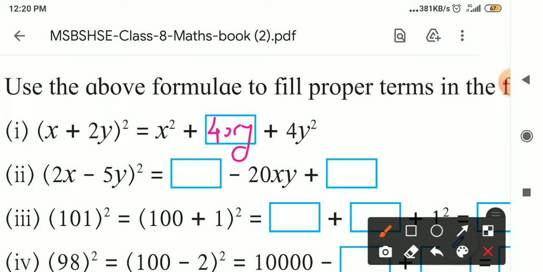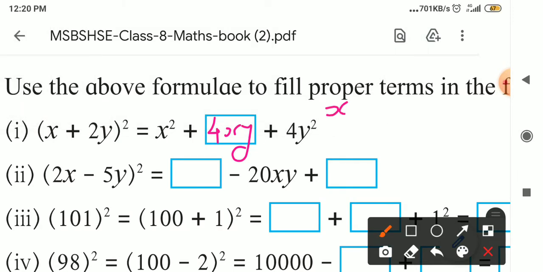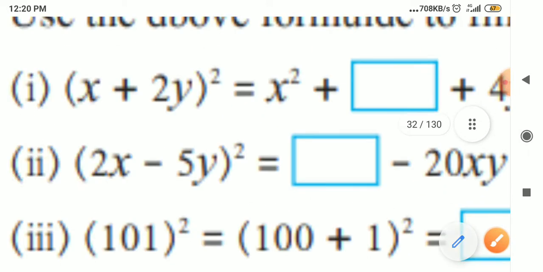Another method is that whenever we are solving, we can add one step here: for x square, what is the expansion of (x + 2y) whole square.